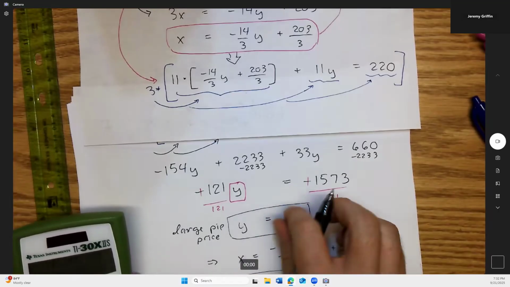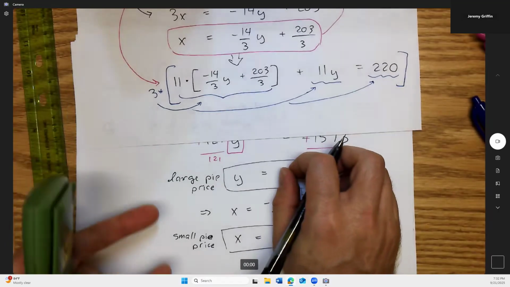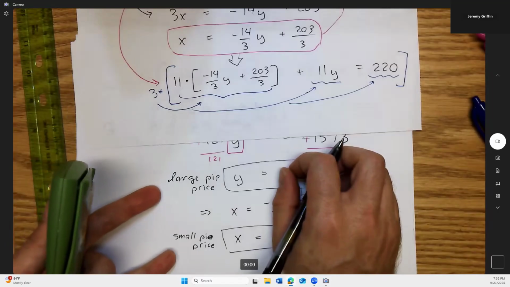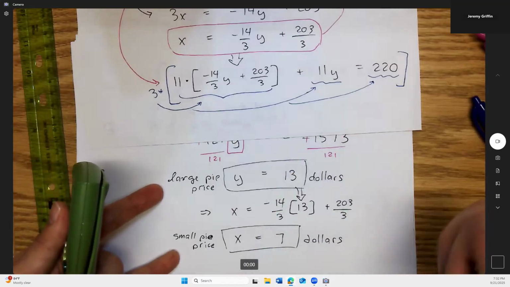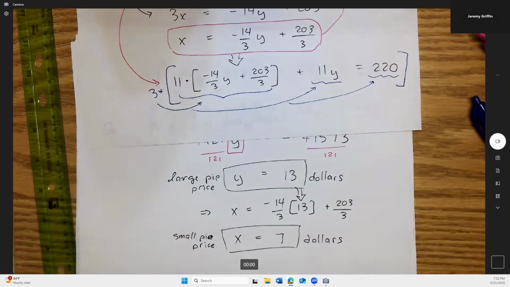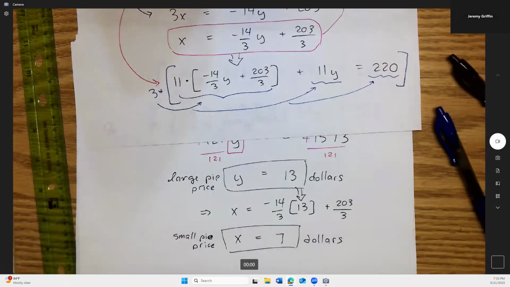Now, reasonably, what should cost more, a large pie or a small pie? I think a large pie should cost more. I hope y is more than x. Oh yeah, it is. 13 is more than 7. So that checks out too. I think this is good. I'm getting nice numbers, whole numbers for that matter.